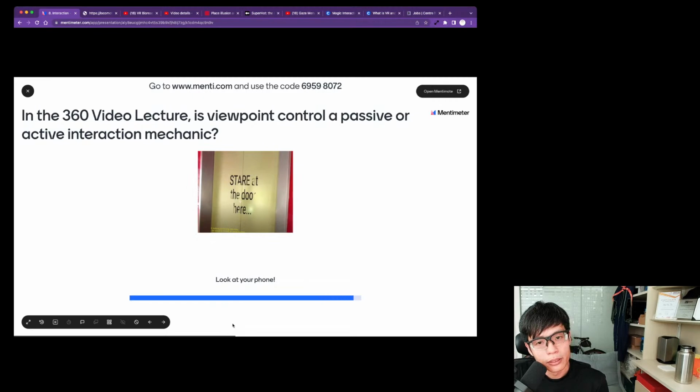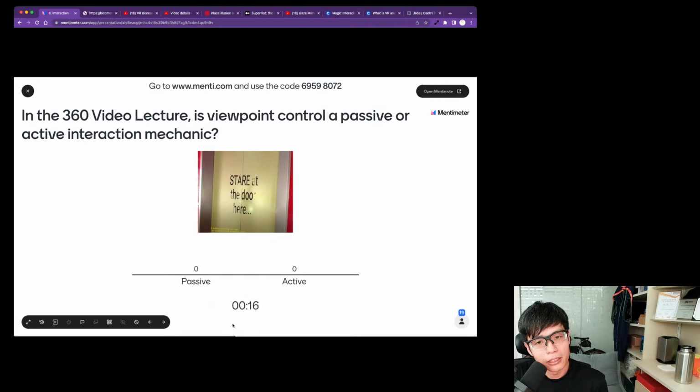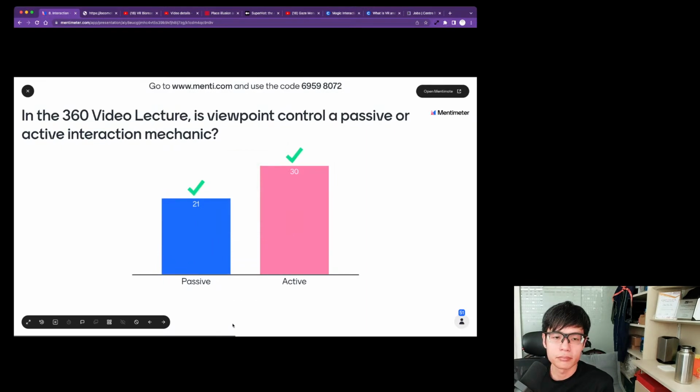Okay, next question. I'm asking specifically about viewpoint control. Passive or active? Okay, the correct answer should be active. But I allowed for this just as a free one, since this is a not assessed quiz, right?